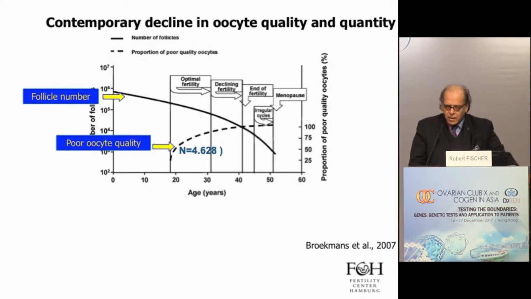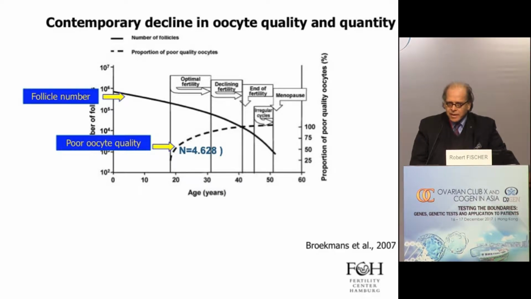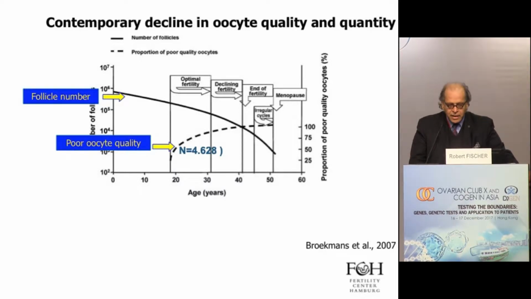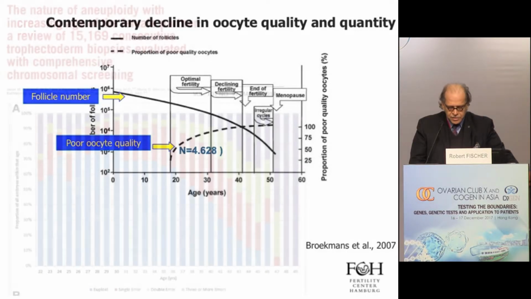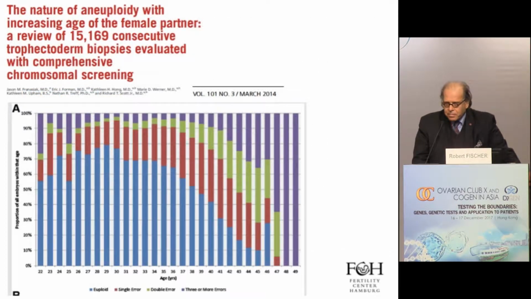And you all are acquainted with these graphs, seeing the reduction in the number of the follicles with advanced maternal age and decreasing the quality of the oocyte with advanced maternal age. Now, the main reason why the quality is reduced is the aneuploidy of the oocyte, which is increasing with advanced maternal age.